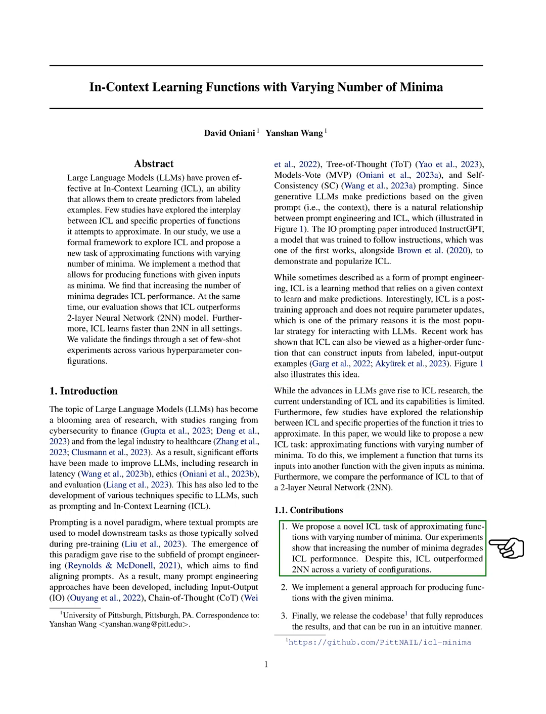Our contributions include proposing a new ICL task of approximating functions with varying number of minima. Our experiments show that increasing the number of minima reduces ICL performance. However, ICL still outperforms 2NN across various configurations. We also present a general approach for producing functions with the given minima. Lastly, we provide the codebase that fully reproduces the results in an intuitive manner.